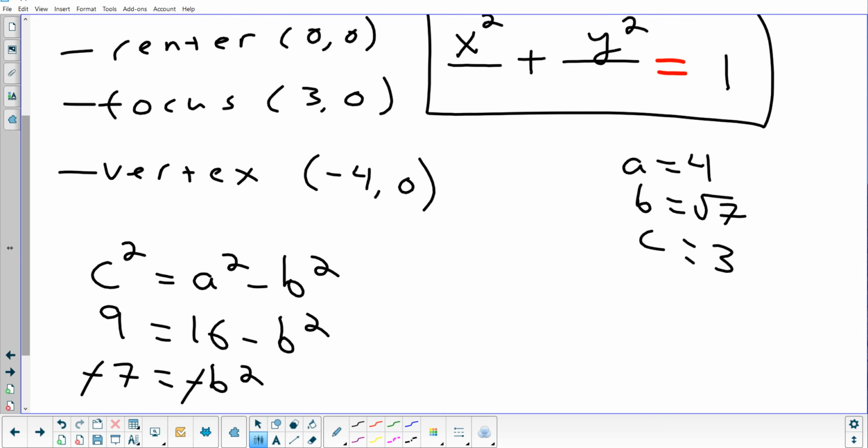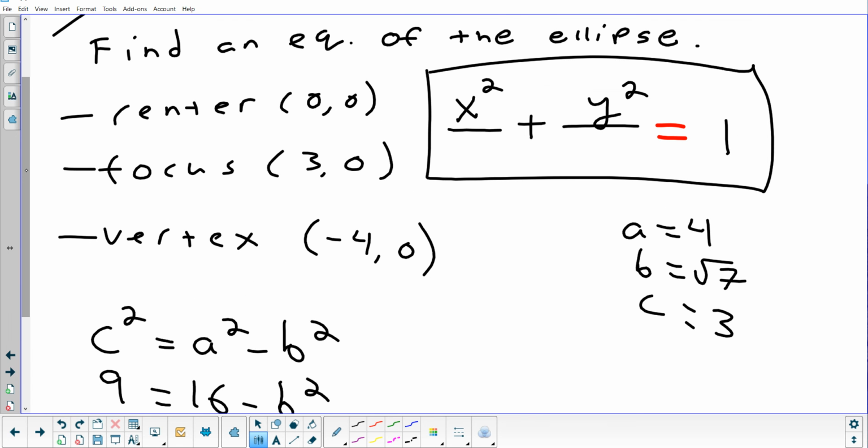Now we have to figure out where a squared is going to go and where the b squared is going to go. Remember, you want to put the bigger number under the direction you want the major axis to go. So do you want the ellipse like this, or do you want the ellipse like that? Which way do you want it to go? Well, the easy way to tell is to graph these points. Just a quick sketch.